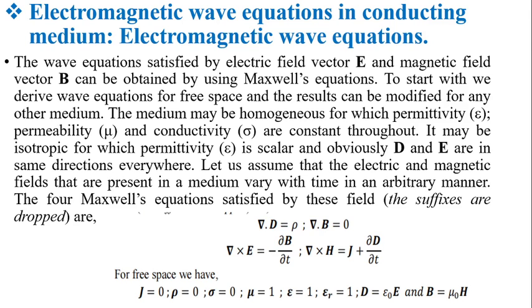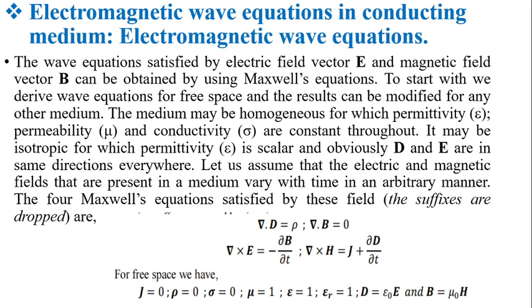The medium may be homogeneous, for which permittivity epsilon, permeability mu and conductivity sigma are constant throughout. Permittivity is denoted by epsilon, permeability by mu, and conductivity by sigma. It may be isotropic, for which permittivity epsilon is a scalar, and obviously D and E are in the same direction everywhere.